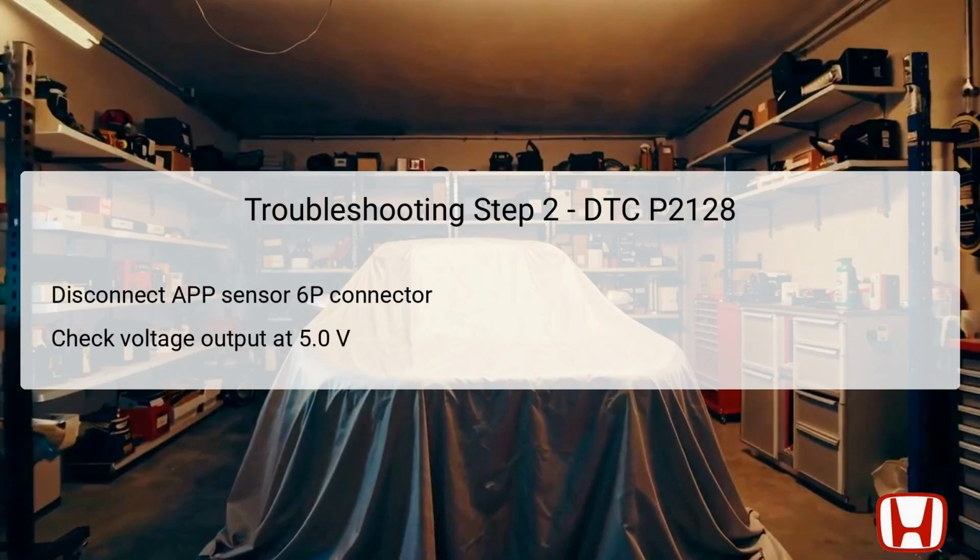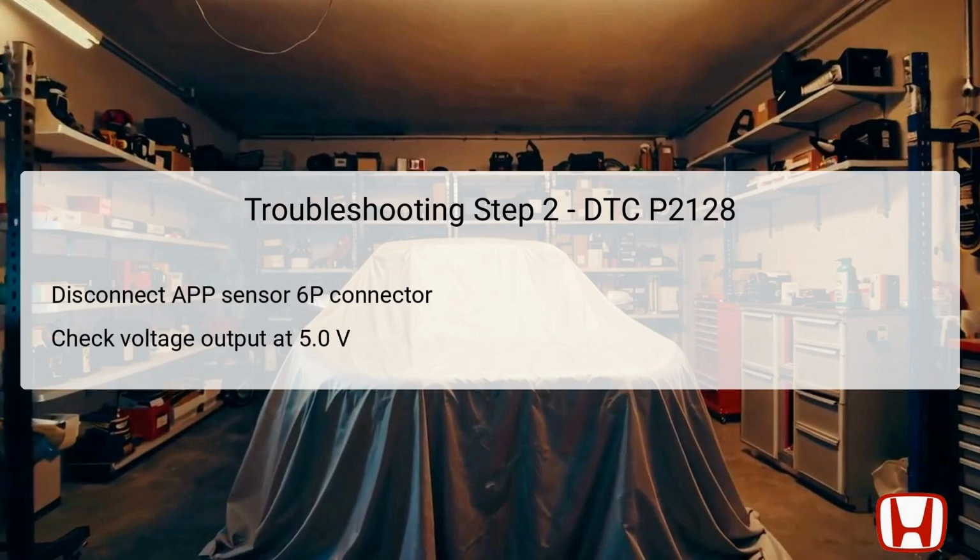For the second troubleshooting step, begin by disconnecting the APP sensor 6P connector to isolate the sensor from the vehicle's electrical system. With the connector removed, it is essential to measure the voltage output at the connector terminals.